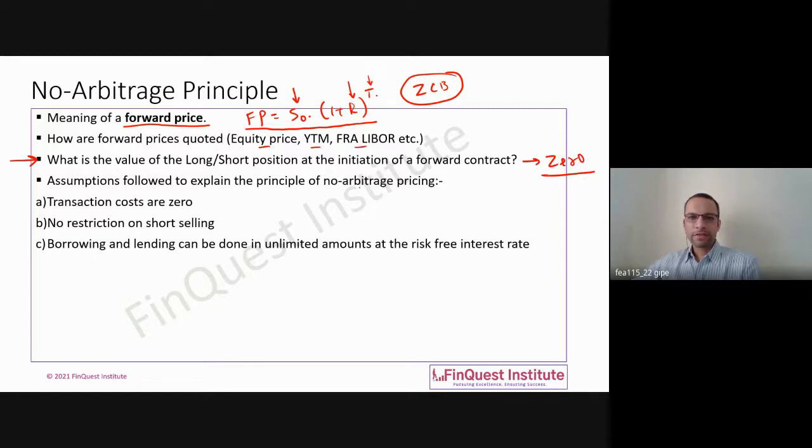Now, for understanding no arbitrage pricing, we are going to use a few assumptions. Firstly, transaction costs are zero. Then there are no restrictions on short selling of products. Also, borrowing and lending can be done in unlimited amounts at the risk-free rate. We'll make these three simplifying assumptions so that we are able to relate our forward price idea with the idea of no arbitrage pricing, which we call cash and carry and reverse cash and carry.